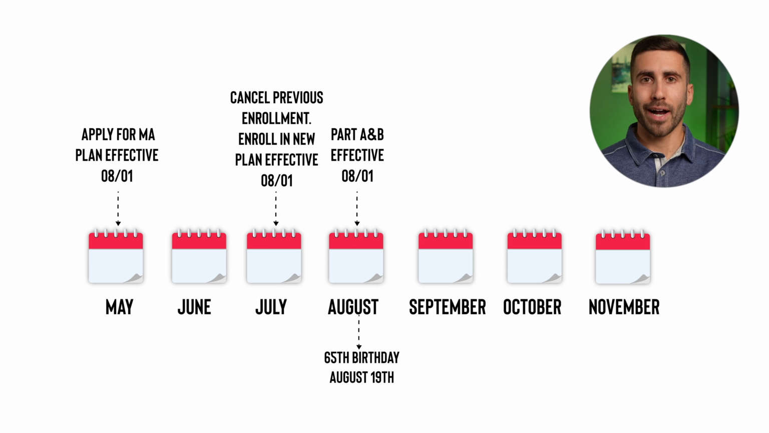But then you change your mind and you want to cancel that original plan and enroll in a different Medicare Advantage plan or even a Medigap plan and Part D coverage instead. You can still make this change using your IEP before your original plan becomes effective on August 1st. Just make sure to connect with a broker to navigate any unique situations like these.